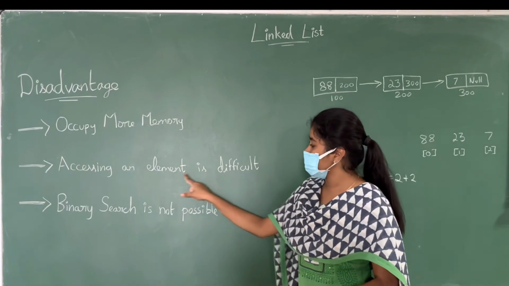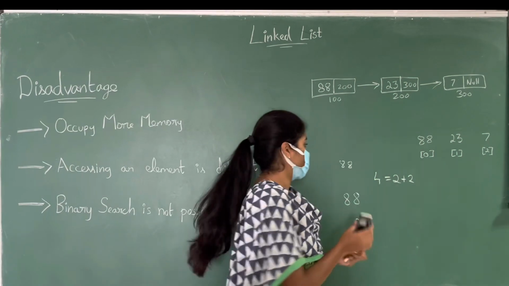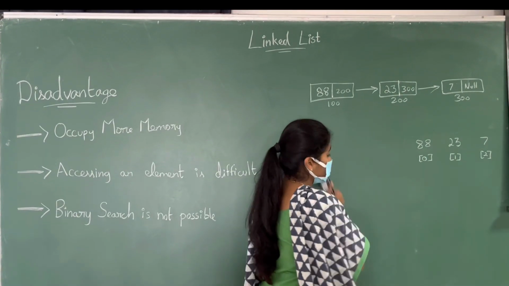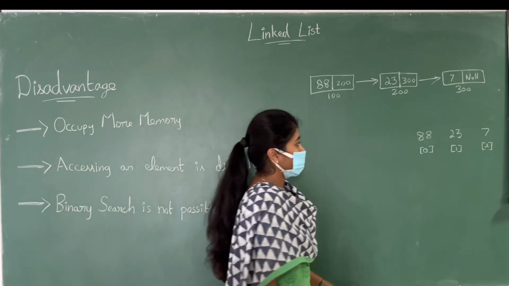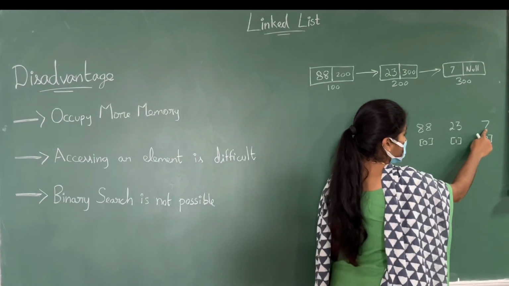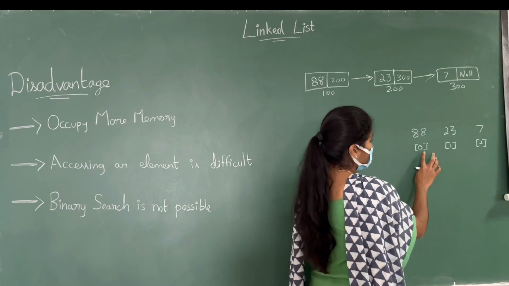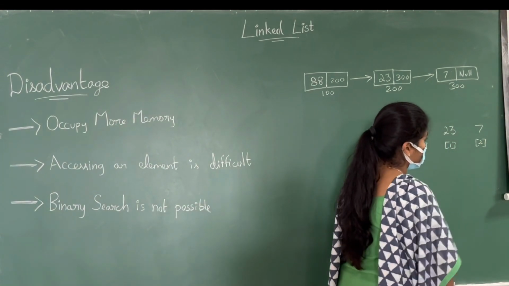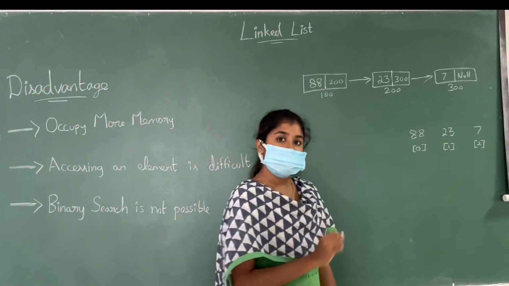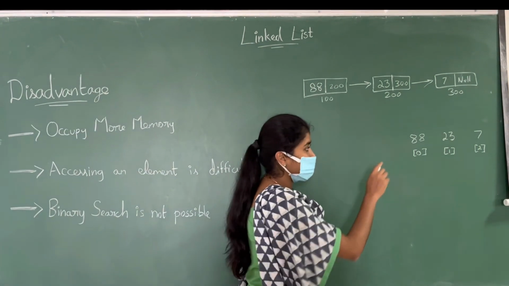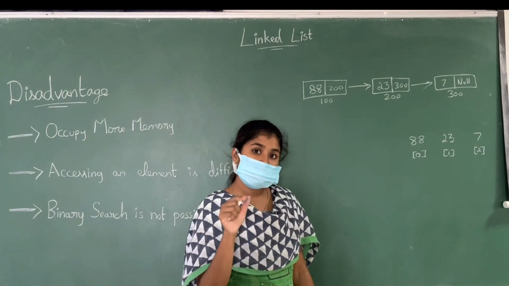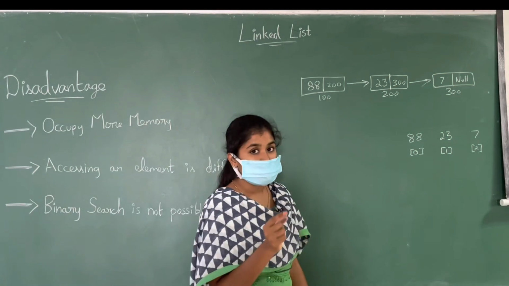Next is that accessing an element is difficult. First, let us see in the case of array. The 3 elements are stored in the array: 88, 23 and 7. The index value for 88 is 0, 23 is 1 and 7 is 2. If we want to access the element 7, just by indicating the index 2, we can directly access 7 without accessing 88 or 23.